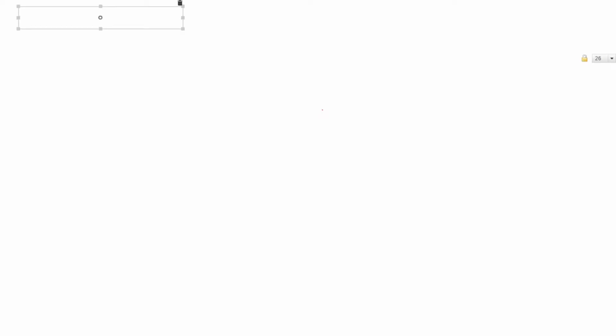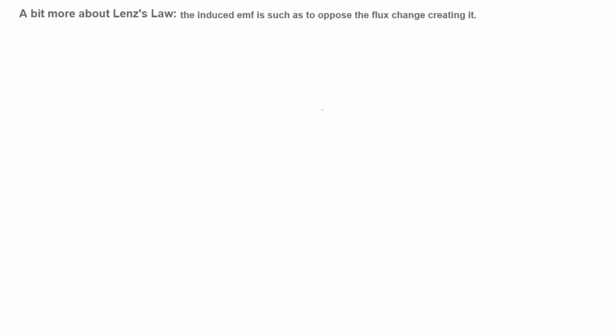So let's have a closer look at Lenz's law, because it's a bit of an unusual law, to be honest, and well worth a bit of investigation to understand. Well, remember what it is. Lenz's law says that the induced EMF is such as to oppose the flux change creating it. It was a bit mysterious.